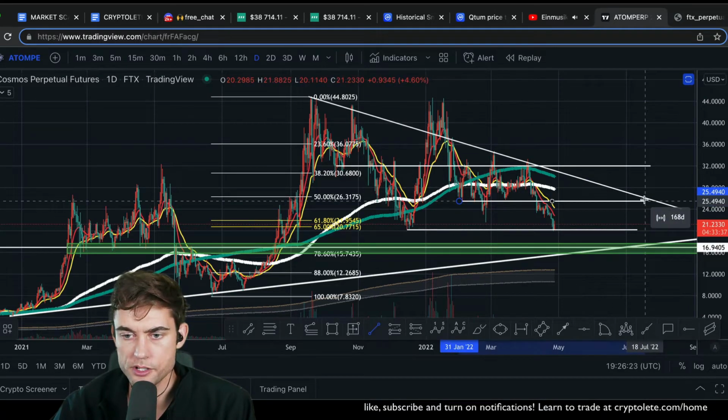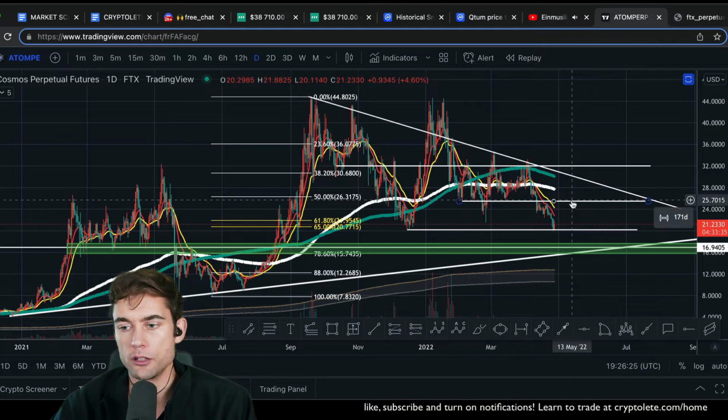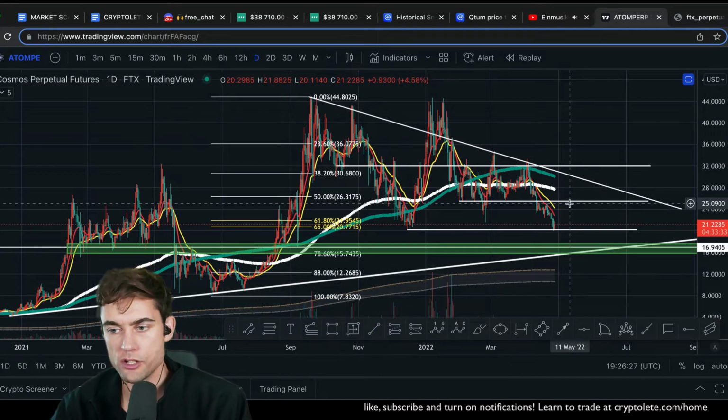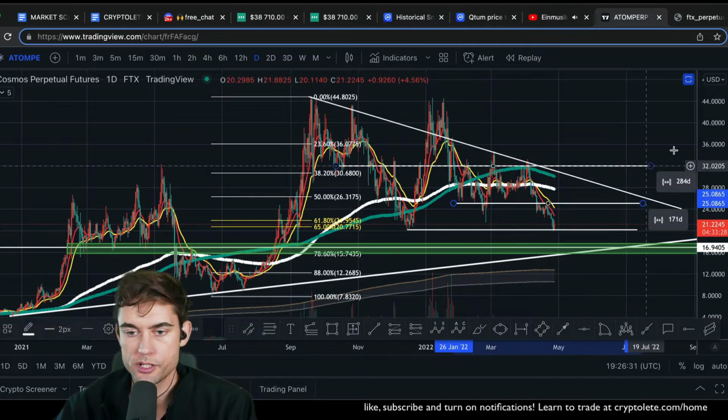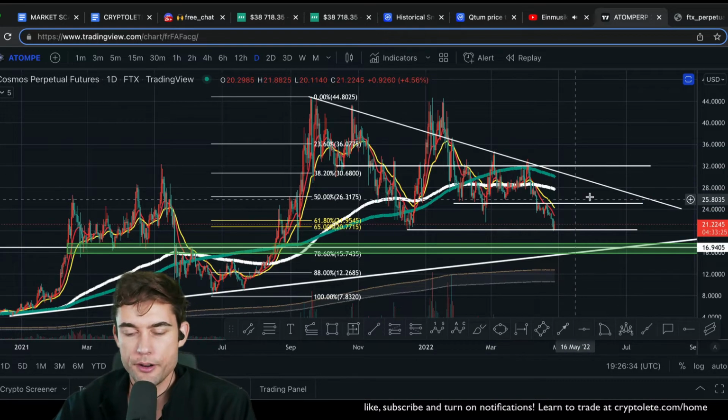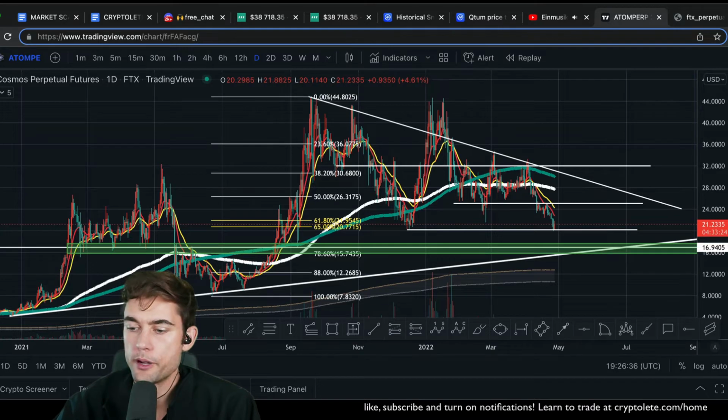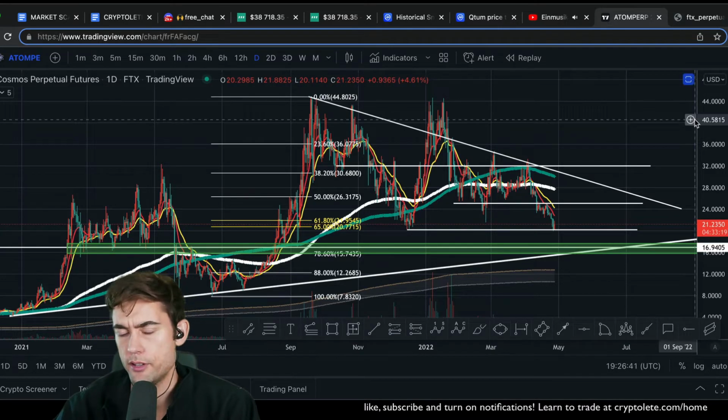So looking for areas to short, this would be like here, just under $25, a pretty easy area to look for shorts. And that's what I would do. I would look for areas to short. I'm going to do that for pretty much all of the coins that are available on FTX.